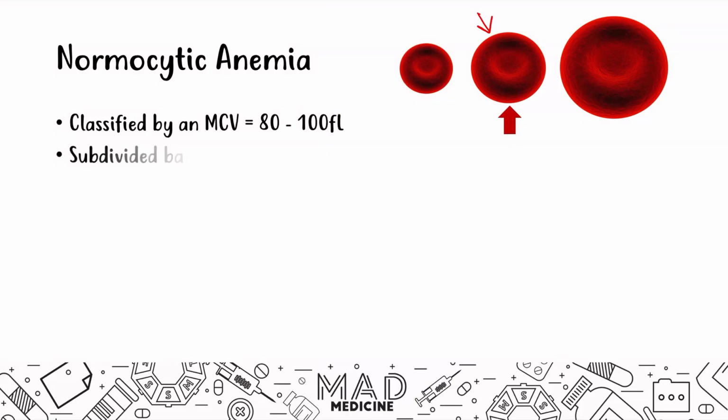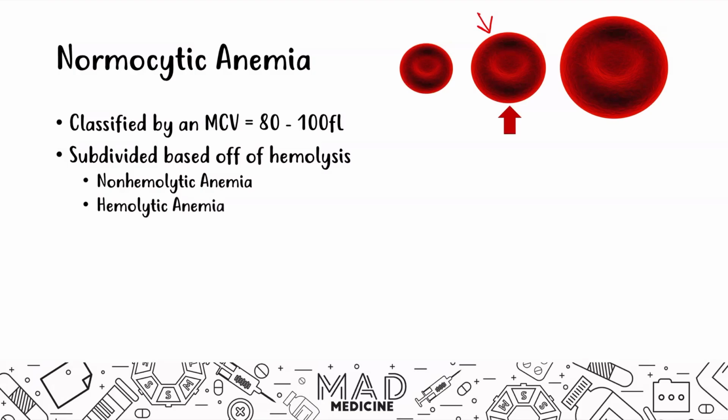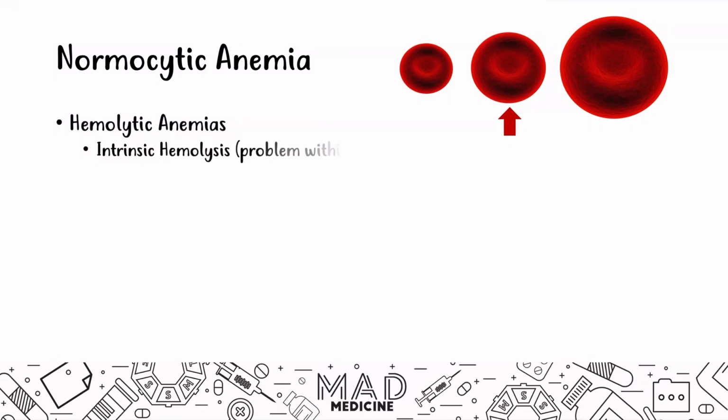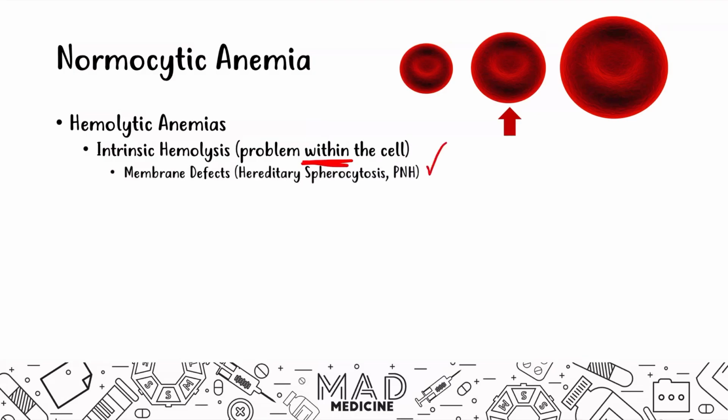Now, when it comes down to normocytic anemias, you can subdivide these based off of hemolysis. You can have non-hemolytic anemia that is normocytic, and you can have hemolytic anemia. And the hemolytic anemias can be subdivided based off of intrinsic and extrinsic causes of hemolysis. Now, when it comes to hemolytic anemias, the intrinsic causes occur due to problems within the cell. These can be issues with the membranes, and we've discussed all of these already in our previous videos.